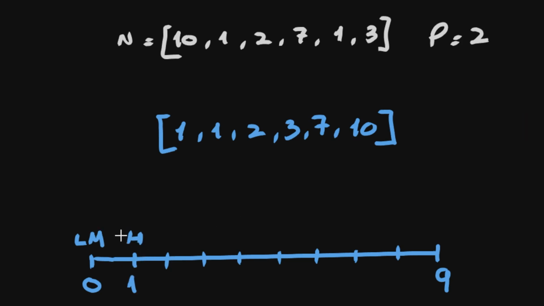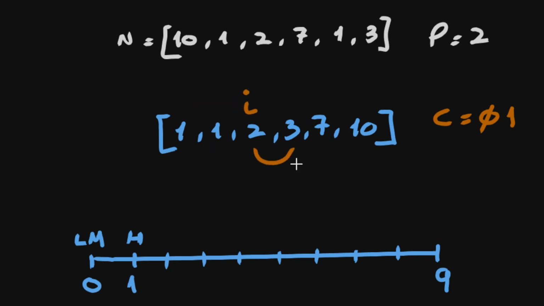Now the high pointer is here at 1 and low and mid pointers are here at 0. So now the limit is 0 and we are doing the same process. First we compare 1 and 1, the difference is 0. 0 equals our limit, so we add 1 to the count. We update I 2 steps.